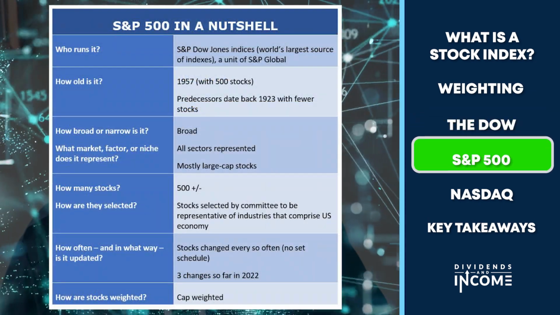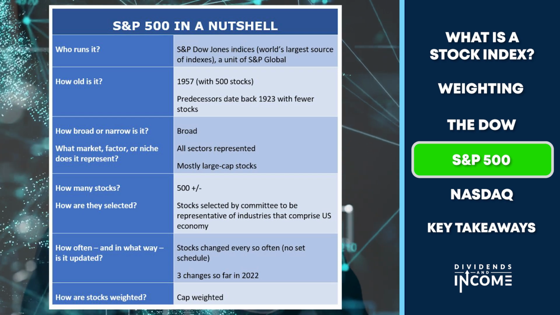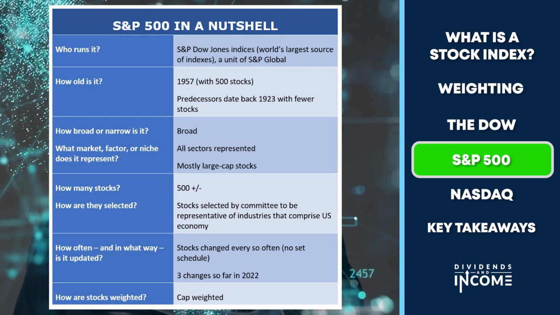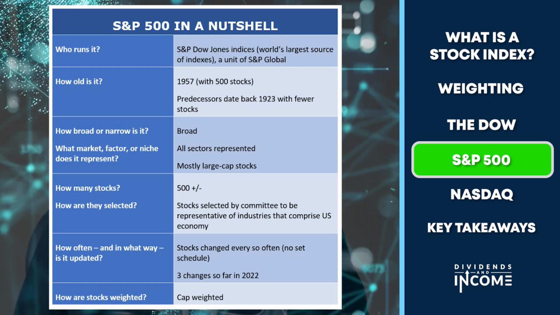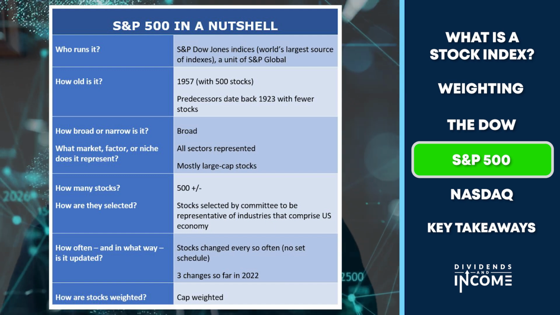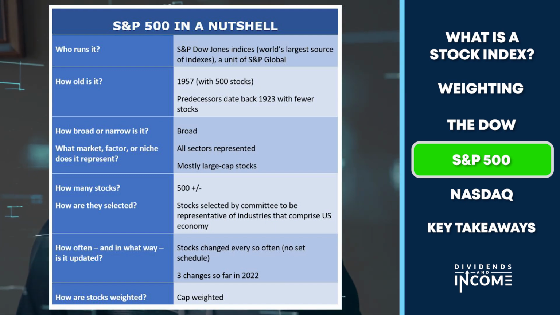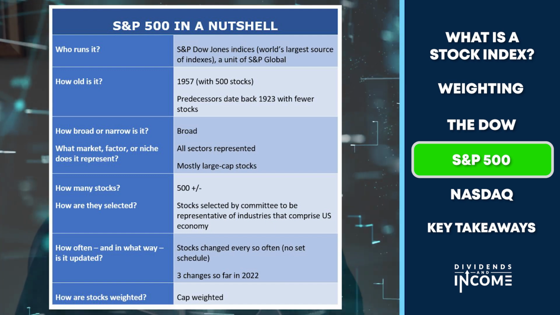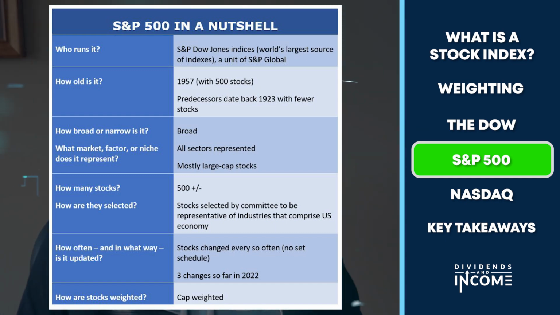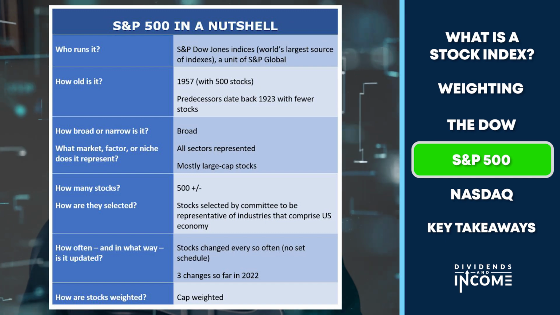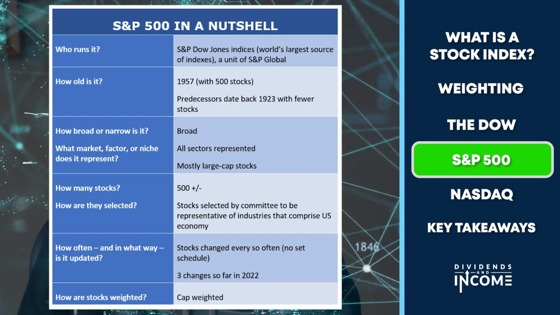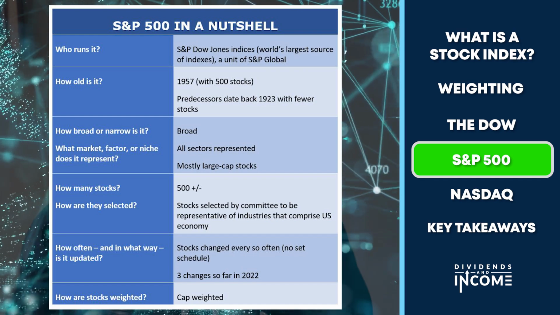Okay, let's move along to the Standard & Poor's 500, the S&P 500, which is the most prominent index for tracking the health and activities of the United States stock market. It's also run by S&P Dow Jones Indices, a unit of S&P Global. It dates back to 1957. 1957 is the first year that this index was moved up to contain 500 stocks, and it's stayed with that number of stocks ever since.